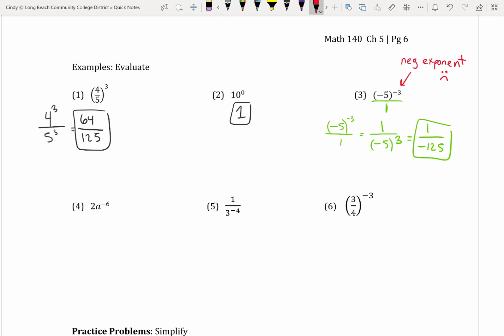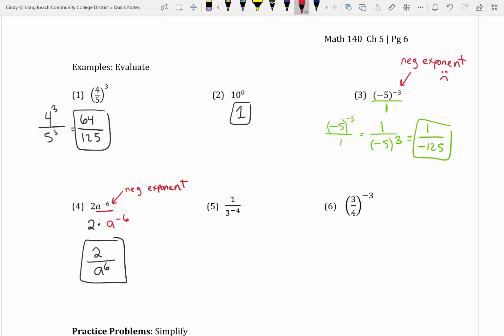For number 4, I see that A is the one with the negative exponent, but 2 is actually positive. So I really have 2 times my A to the negative 6. So what ends up happening is a lot of students want to move everything, but you only move the thing that has the negative exponent. So 2 is fine, leave it alone. So that A needs to go down to the bottom so it can be a positive, happy exponent.